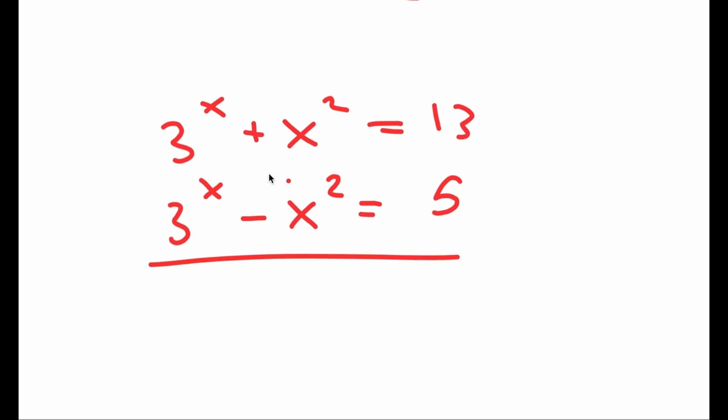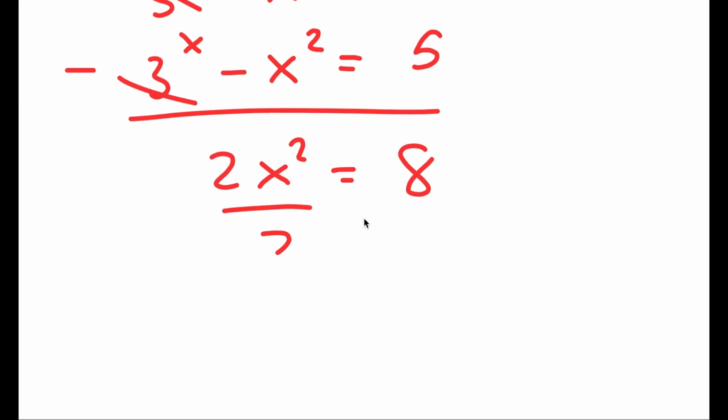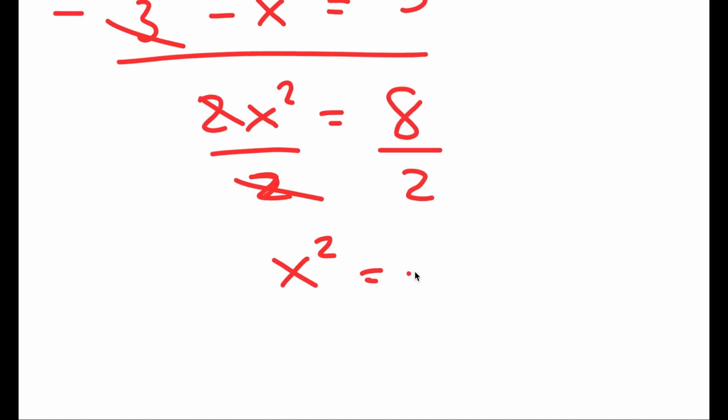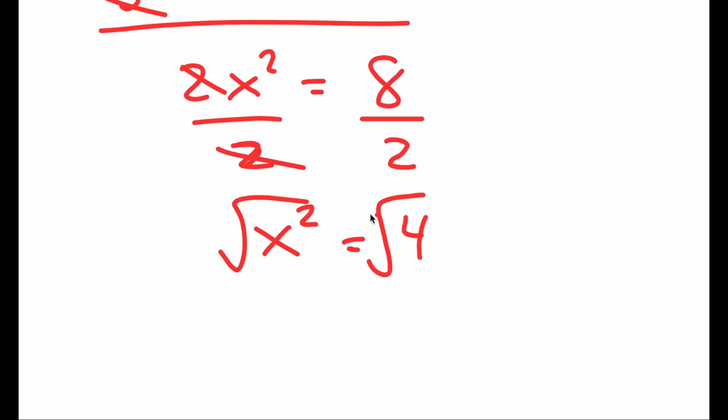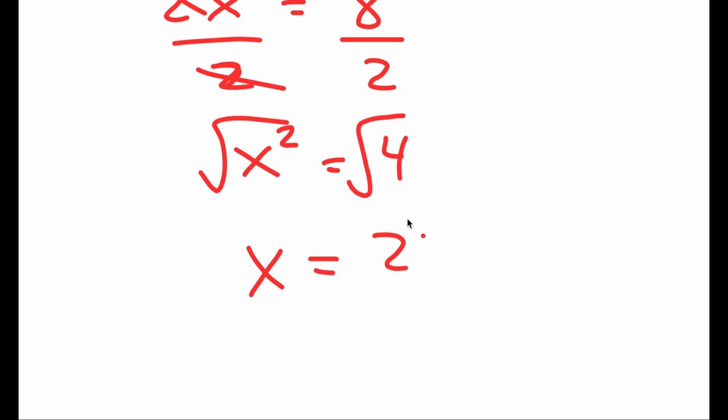So before we added these two, but this time let's get rid of these two 3 to the power of x's, and we're going to do that by subtracting. So these two cancel out, and now x squared minus negative x squared is the same thing as x squared plus x squared. So 2x squared is equal to 13 minus 5, which is 8. And now if I divide both sides by 2, I get x squared is equal to 4. Meaning, now if I take the square root on both sides, x is equal to 2.